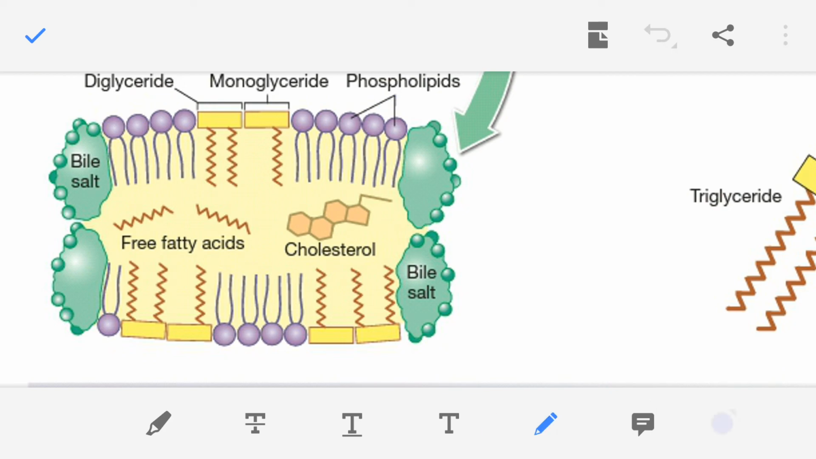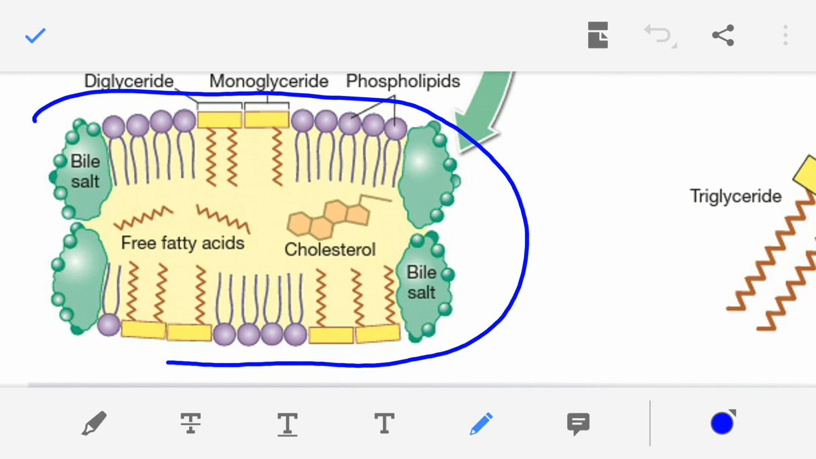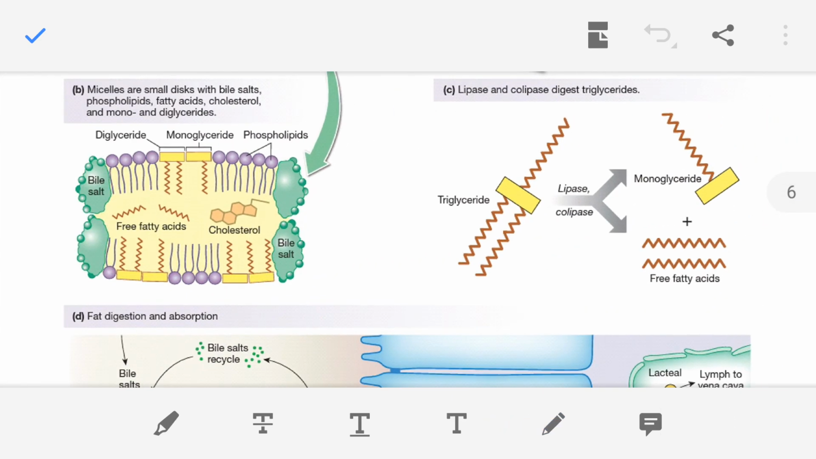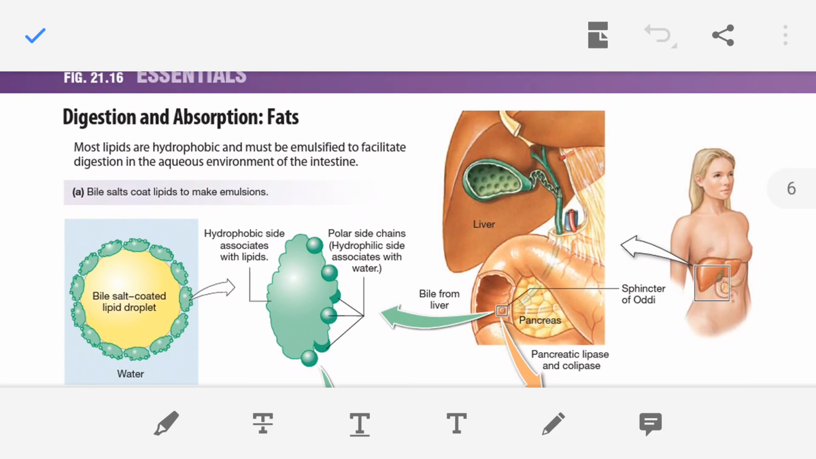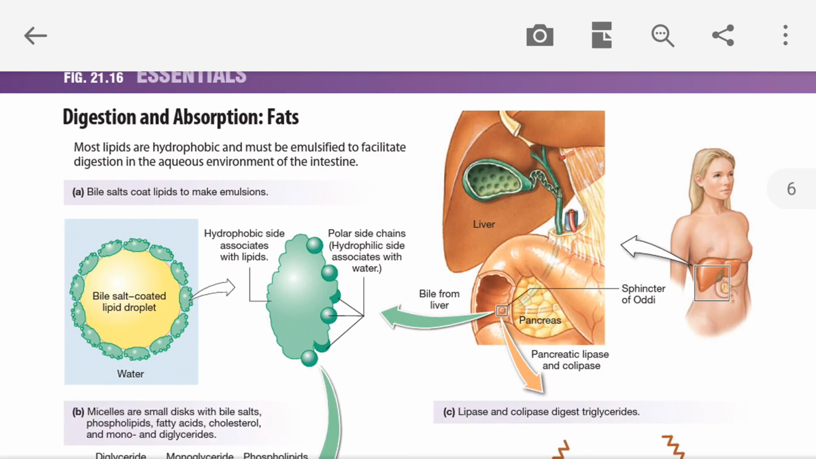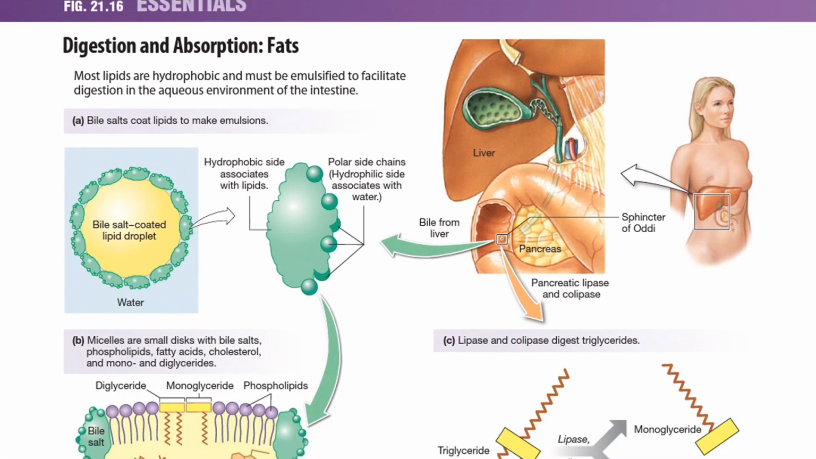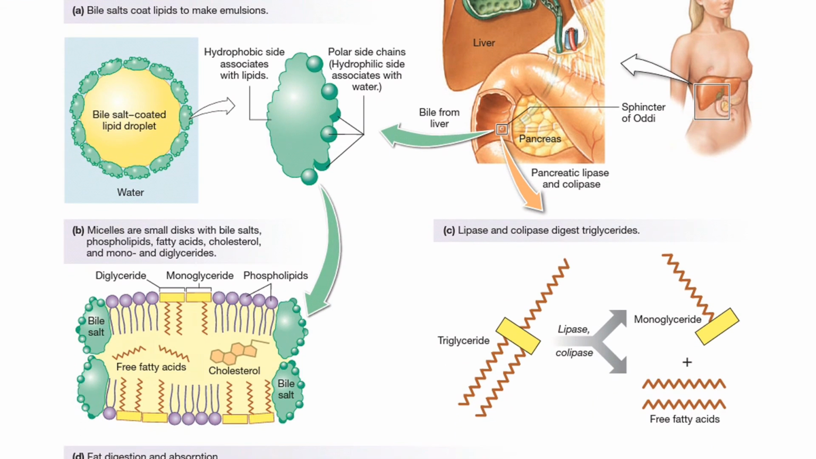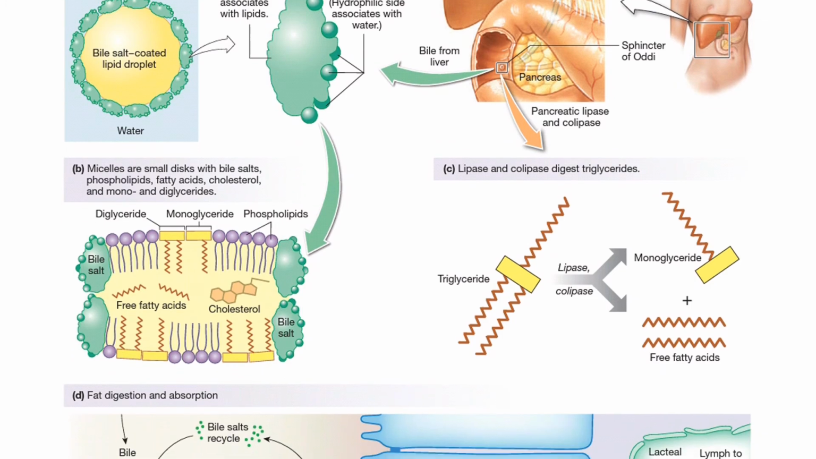So this entire structure, which is cylindrical disc shape, is known as the micelle. Okay, so these micelles are formed in the intestinal lumen. So this figure is important for you, so I am showing you the entire figure this way. All the information you go through.